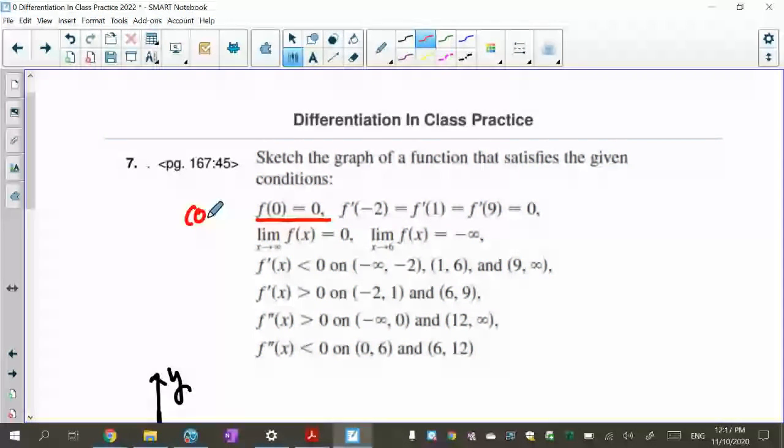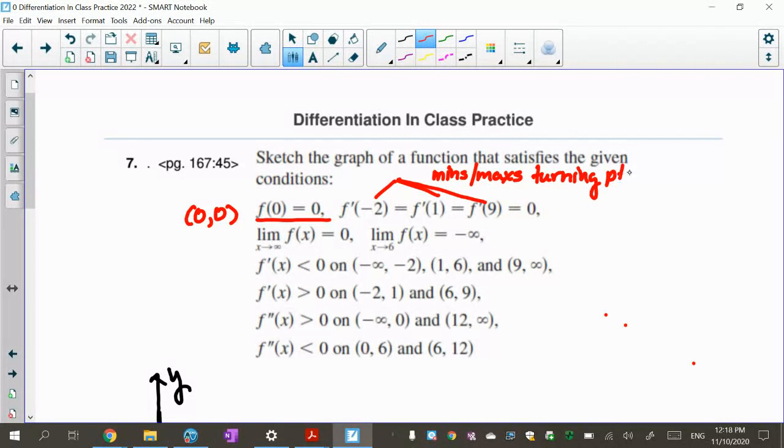So they told me one point on the graph is (0, 0). That's important. I always start out with that. The next thing they told me is f prime of -2, f prime of -1, and f prime of 9 are 0. So basically they told me at -2, -1, and at 9, those are my mins or maxes, or, if you will, turning points of my graph. The reason why I know that is because the slope is 0. So when the slope is 0, that's where your graph is going to turn and all that kind of stuff.